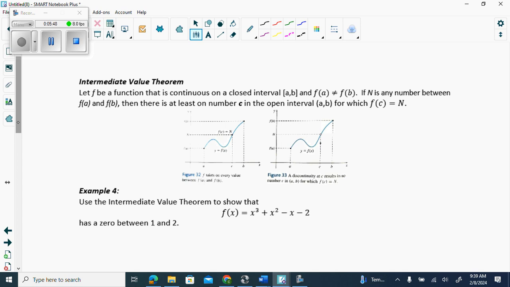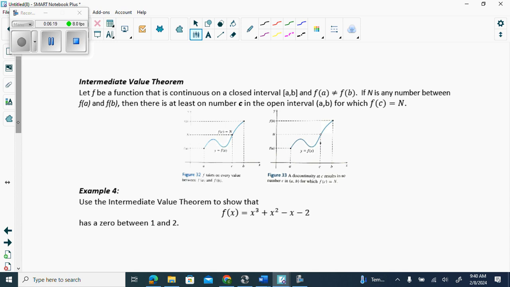We're at the intermediate value theorem. So, this is what the theorem says. Let f be a function that is continuous on a closed interval a, b, and f of a can't equal f of b. If n is a number between f of a and f of b, then there is at least a number c in the open interval a, b for which f of c equals n. Aren't theorems wonderful?